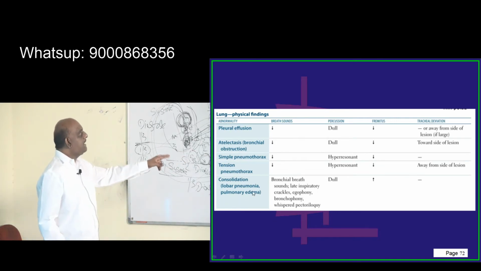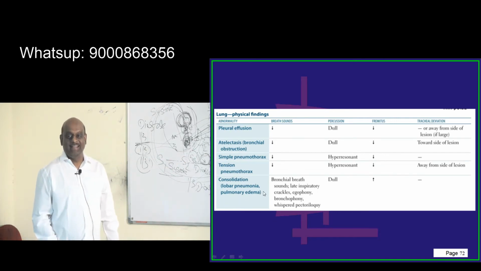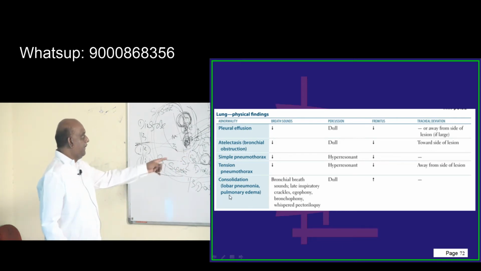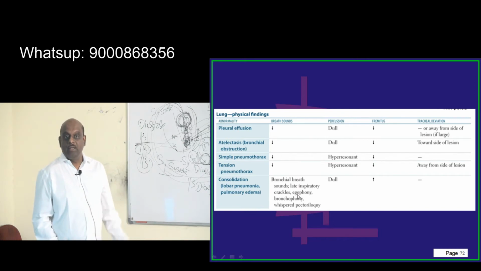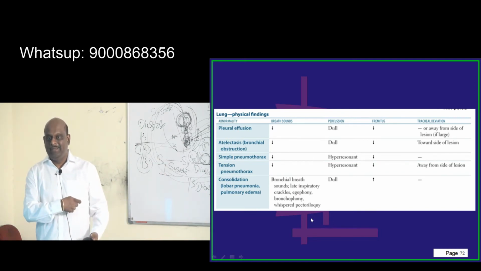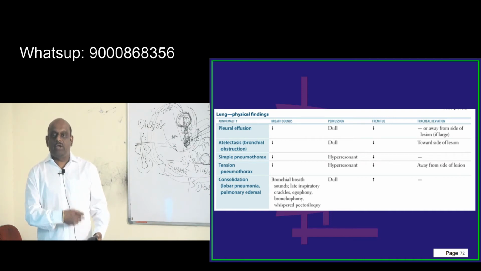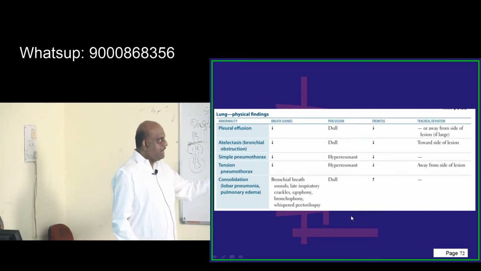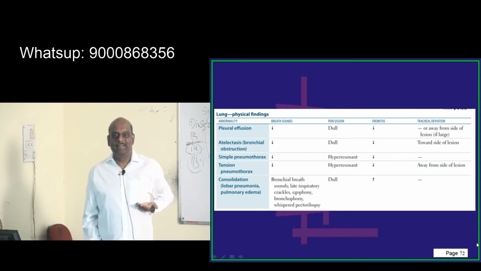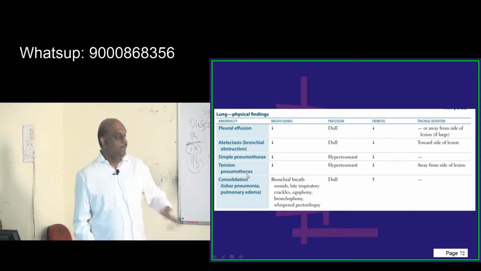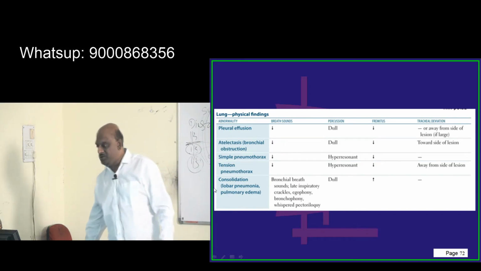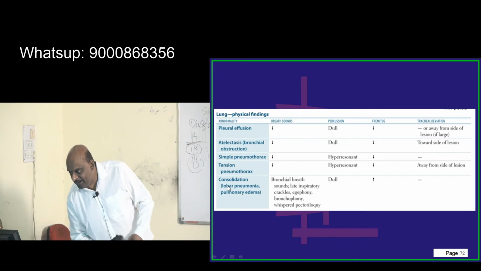Then what happens in consolidation? Typically consolidation like lobar pneumonia or pulmonary edema, what will happen? Typically the bronchial breath sounds will be heard, right? Bronchial breath sounds will be heard. It is dull on percussion, but vocal fremitus is increased on that area where you have the pneumonia or consolidation is what you need to appreciate, right?